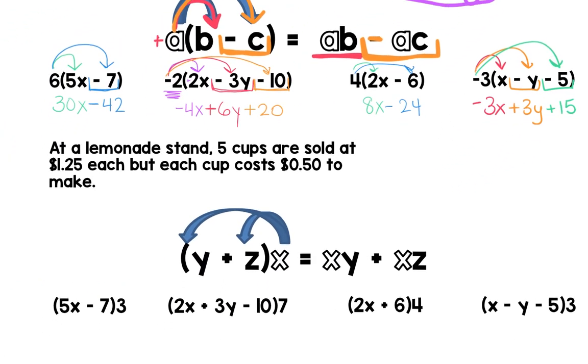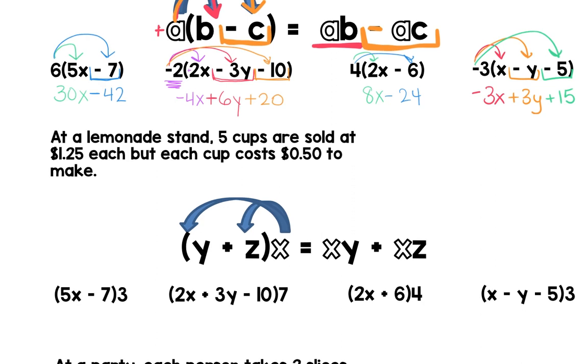Okay, turning words into an expression again. At a lemonade stand, 5 cups are sold at $1.25 each, but each cup costs 50 cents to make. So when we think about this, again, we have 5 cups. We're going to sell each one for $1.25, but we're going to have to subtract 50 cents off that because that is the cost to make those.